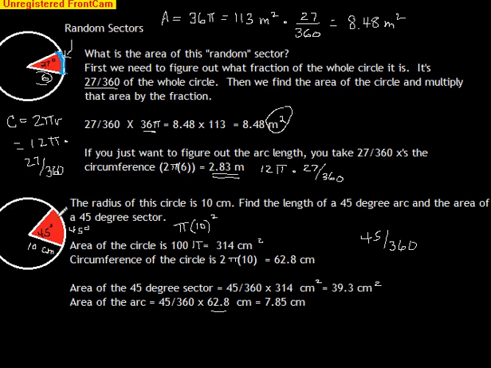So if you want just the arc, just remember it's the circumference times the fraction of the circumference, and to get the area it's the area of the whole circle times the fraction of the circle that's colored in.